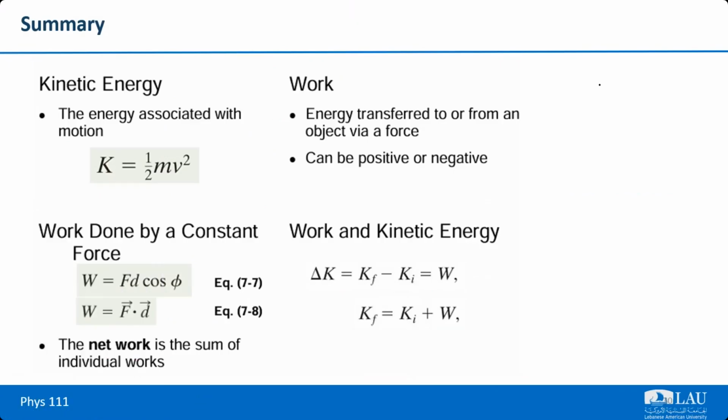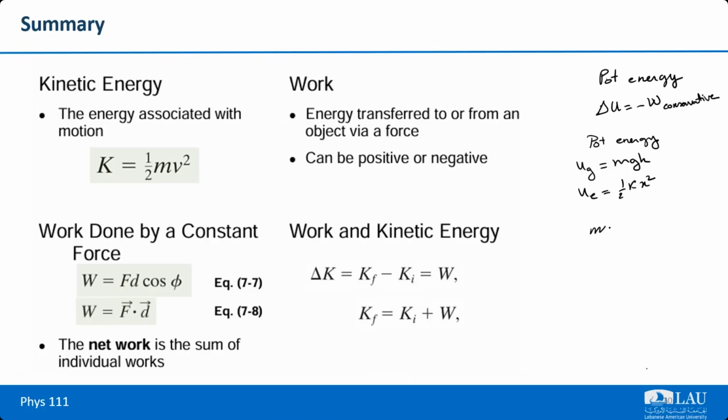So we talked about potential energy, for which we defined two formulas. First, we defined delta U to be equal to minus W of conservative forces only. And we defined two types of potential energy: gravitational, which is mgh, and elastic, which is half kx squared.